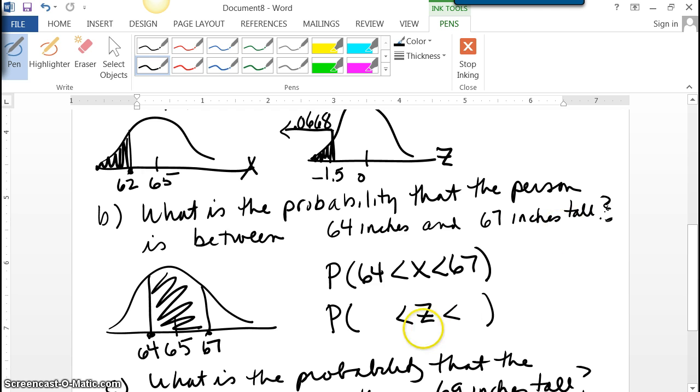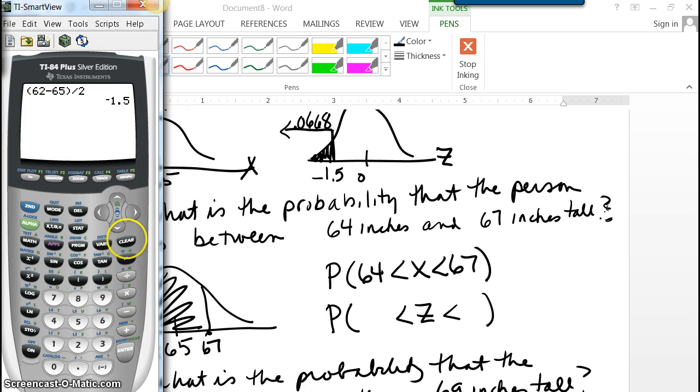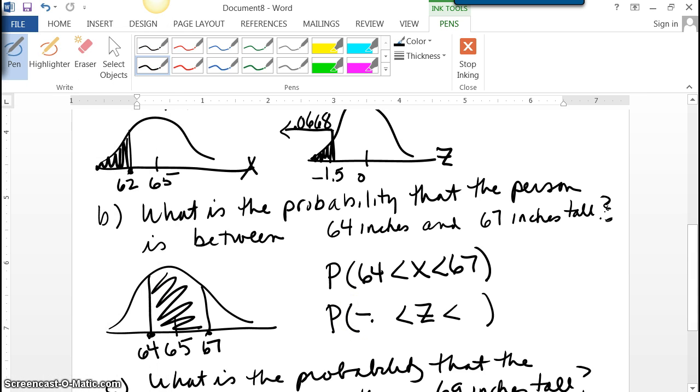So I'm going to go to the calculator and do that. I'm going to go 64 minus the center, which is 65, the mean, divide by the standard deviation of 2. My left z is going to be a negative 0.5, and then I'm going to do the 67. 67 minus the mean, the center of 65, divide by the standard deviation. So this is going to be a negative 0.5, and then a 1.0.